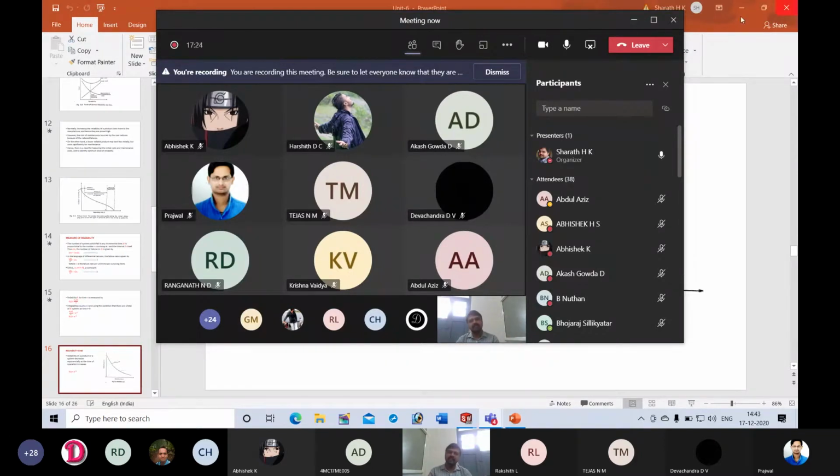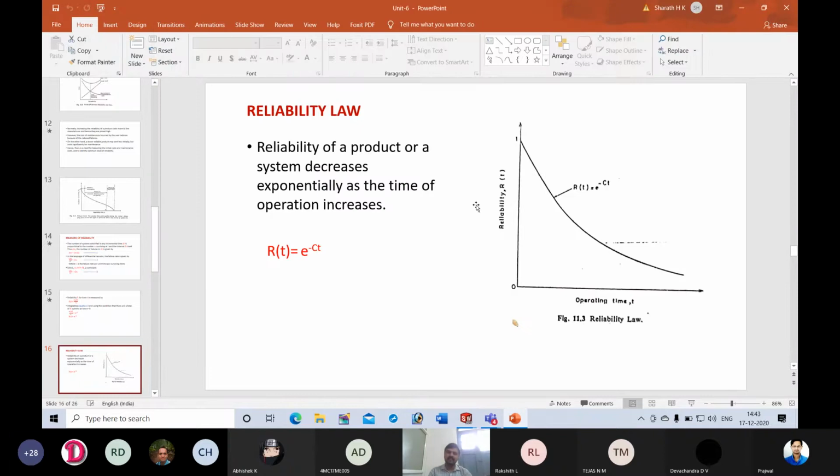Okay, so that is stated by this law. If time period increases, reliability of the product will decrease, go on decreasing.